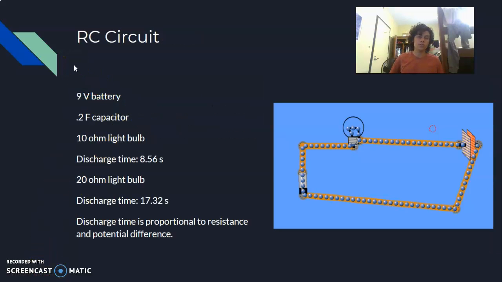And here is our RC circuit. We have a 9-volt battery, a 0.2 F capacitor, and both a 10 ohm light bulb and a 20 ohm light bulb. These both take different times to discharge because one light bulb has twice as much resistance. As you can see right here, the discharge time for the 10 ohm was 8.56 seconds, and the discharge time for the 20 ohm was 70.32, which means that discharge time is proportional to resistance and is therefore proportional to potential difference, because as resistance increases, so does the difference between the two objects that you're measuring.